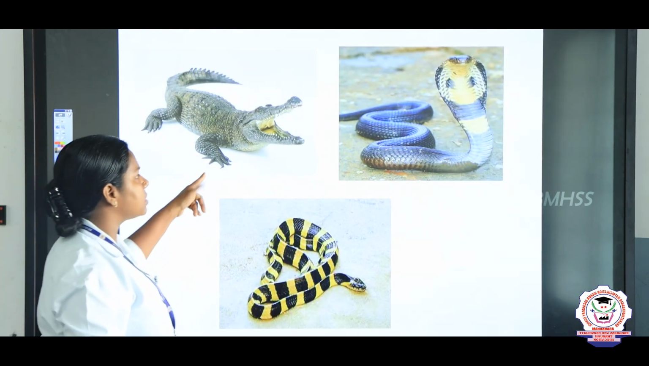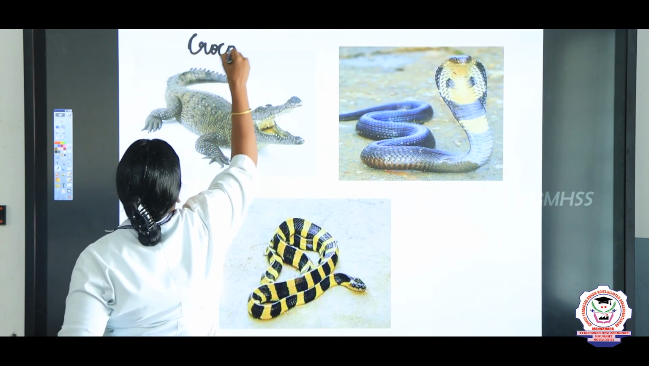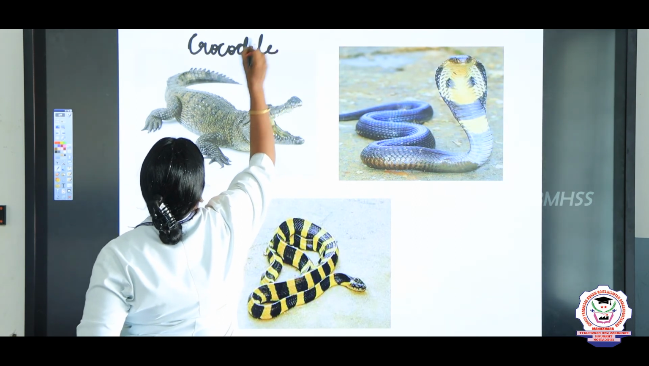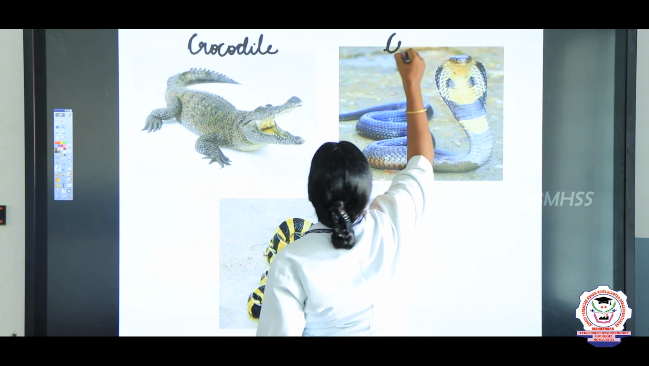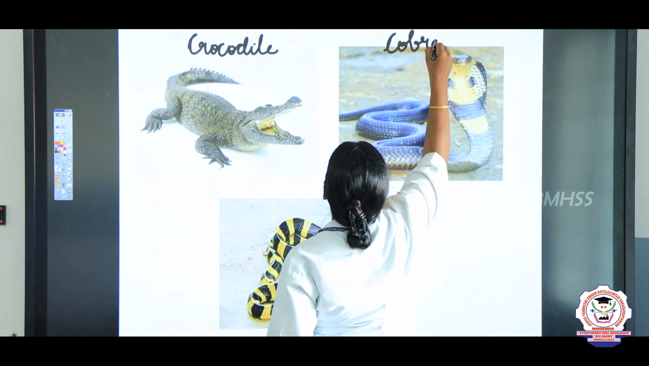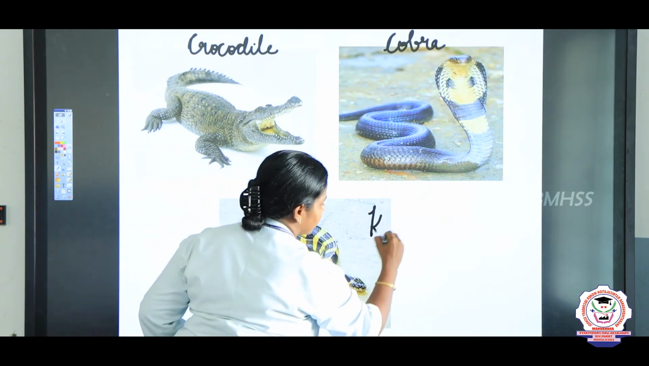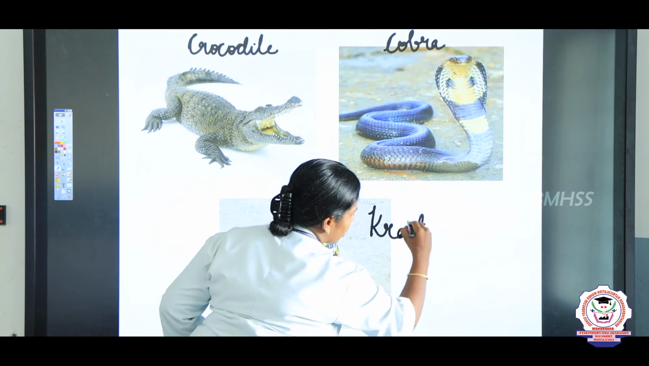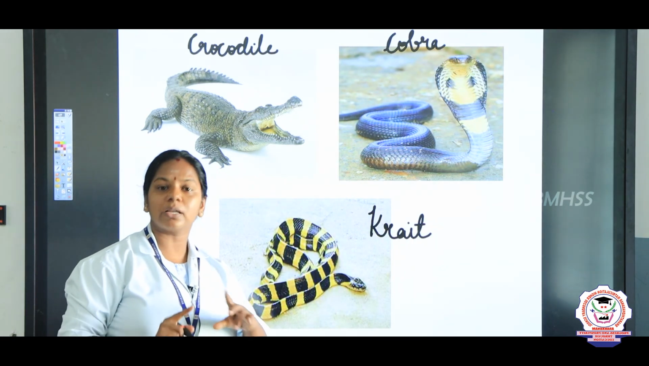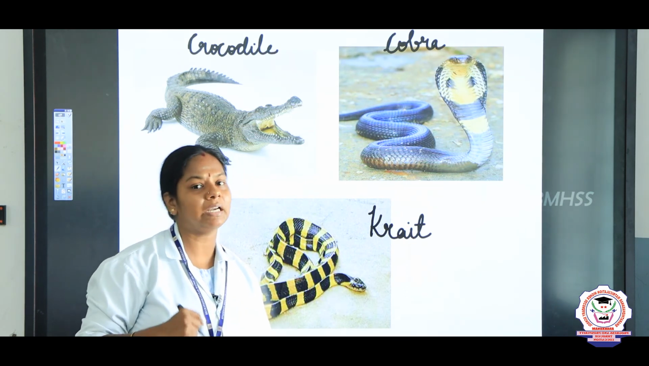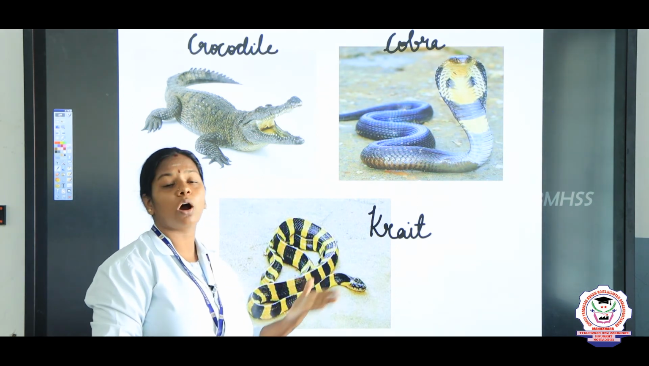Some other examples are crocodile, Naja naja, that is cobra, and krait. So these are all the examples of Reptilia. And here sexual dimorphism is seen. The organisms are divisible into male and female, and sexual reproduction takes place and most of them are oviparous.